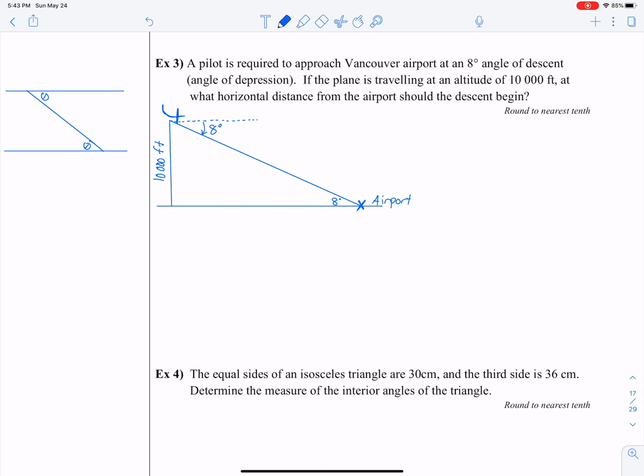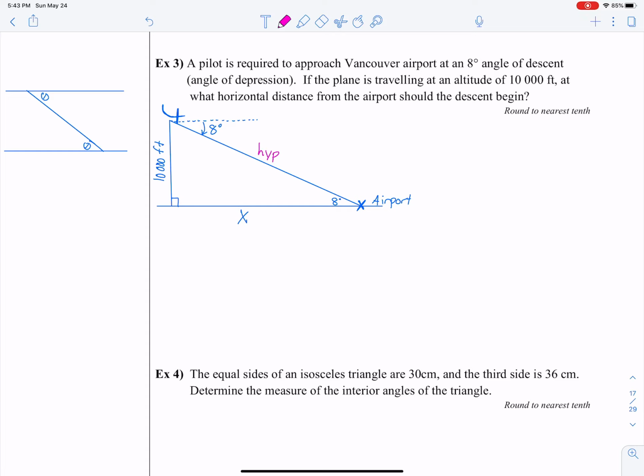Okay, so now we can solve this question. It's asking us, at what horizontal distance from the airport should the descent begin? So that means how far away from the airport, so they want to know this distance here. So we'll call this X today in our question. So now we can label. Here's our hypotenuse.